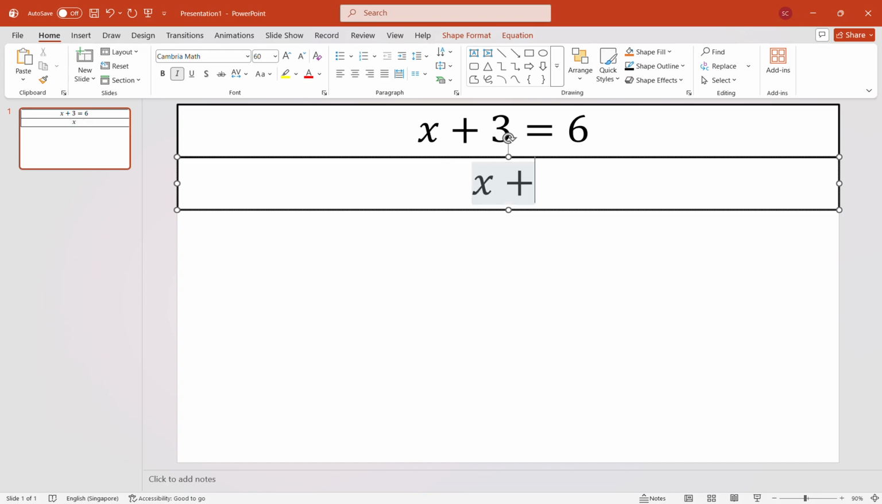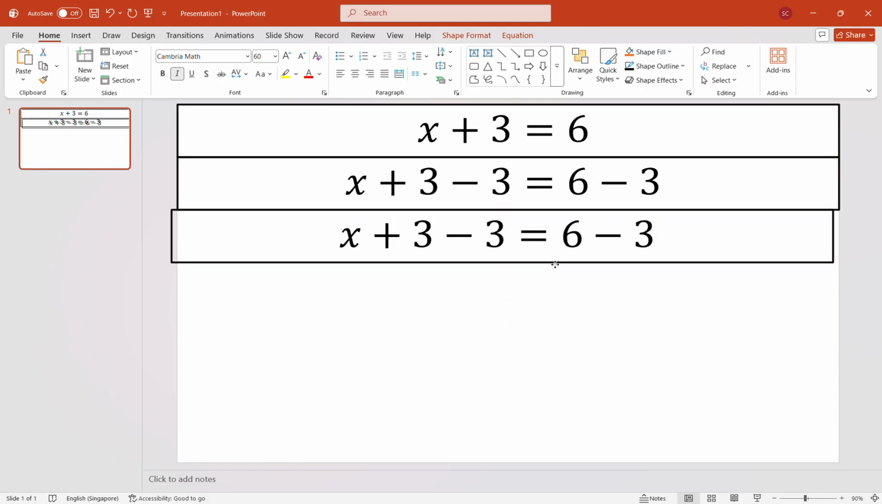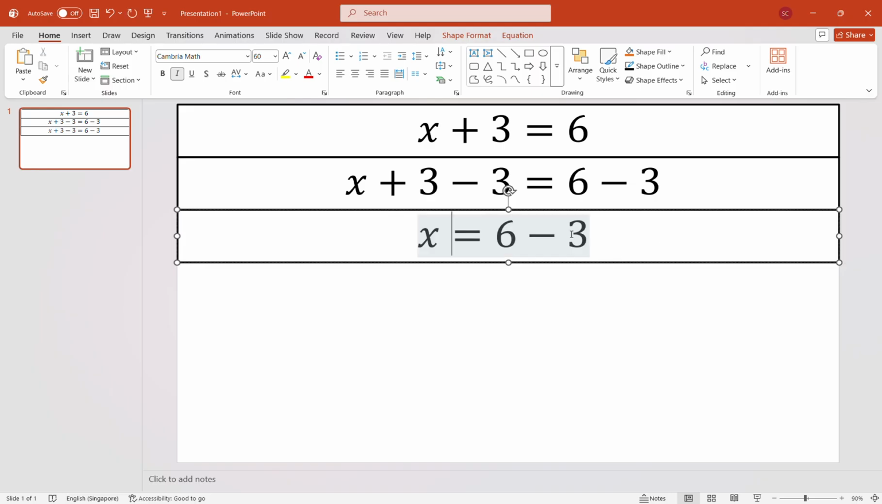So first up, if x plus 3 is equal to 6, and we want to find x, to isolate x, we have to find the inverse of plus 3, which is negative 3. And then we subtract 3 on both sides. And then the plus 3 and minus 3 cancel out, and this just becomes 3. So therefore, x is equal to 3.